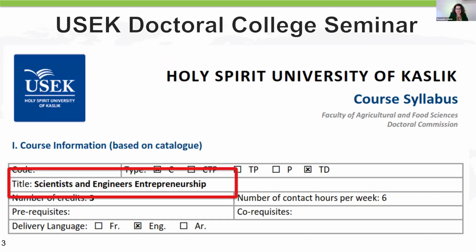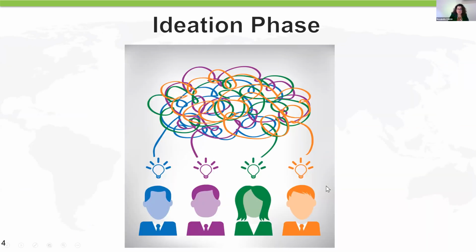Our startup started when we decided to enroll in a seminar during the spring semester at USEK 2018-2019. It was entitled Scientists and Entrepreneurship. At the beginning, the main objective for us was to get a pass grade and to complete one additional seminar as part of our doctoral college studies. We were shocked during our first session. In order to get the pass grade, we had to transform one of our PhD applied projects and research into a business project, and do a pitch at the end of the course. This is how we started what you call the ideation phase.